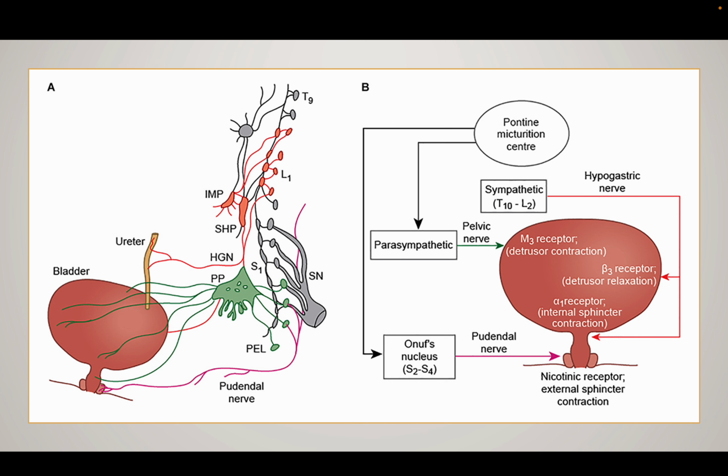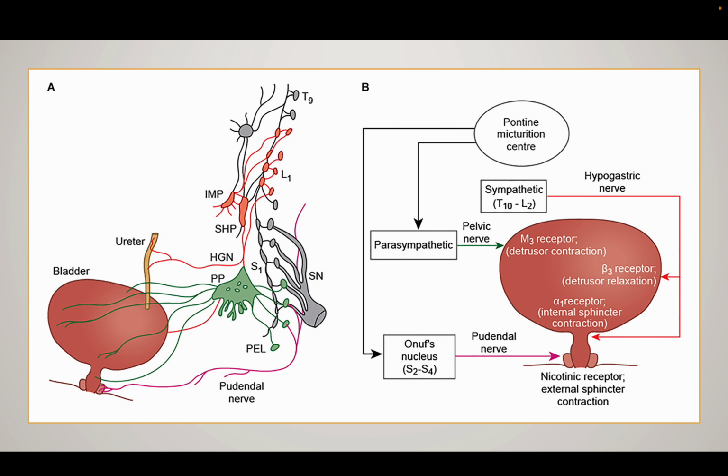So it will ask the storage nucleus in the pons, which in turn stimulates the sympathetic supply. It will relax the bladder and also contract the internal sphincter. Let's say the bladder volume is again filled up and reaches about 450 ml or so. So it is almost time for the bladder to empty.